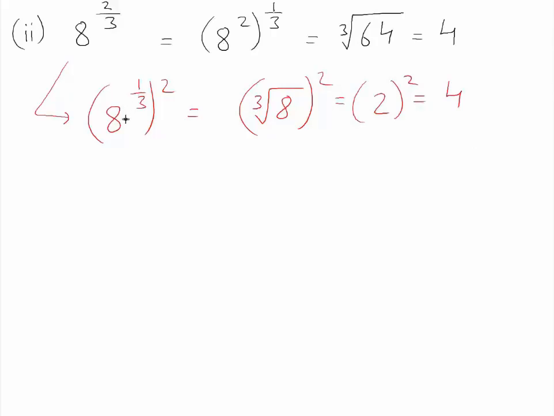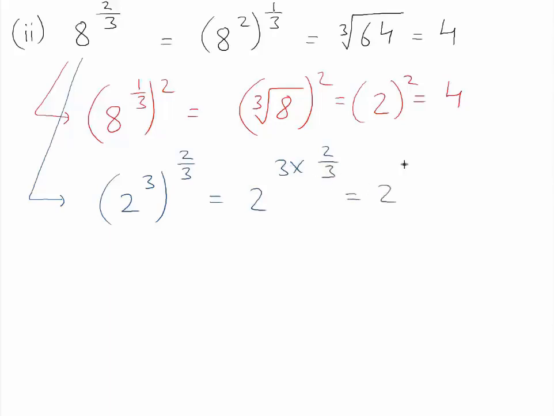Many students try a different approach. They write this as 2 to the power 3, 8 is 2 to the power 3 and the power 2 by 3. So this will become 2 to the power 3 multiplied by 2 by 3. So you'll see 3 and 3 will get cancelled and you will get 2 to the power 2, which is 4. So these are three different ways of solving this question. All of them are correct.